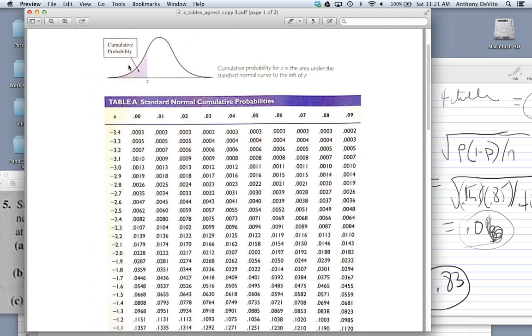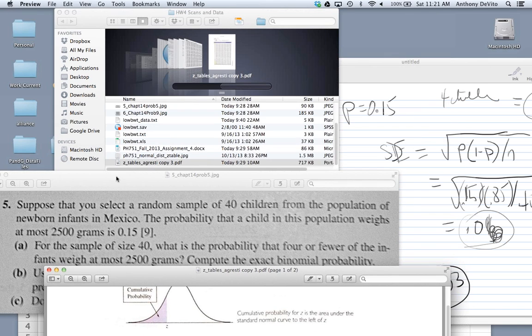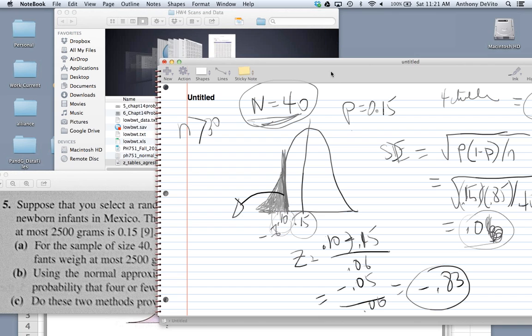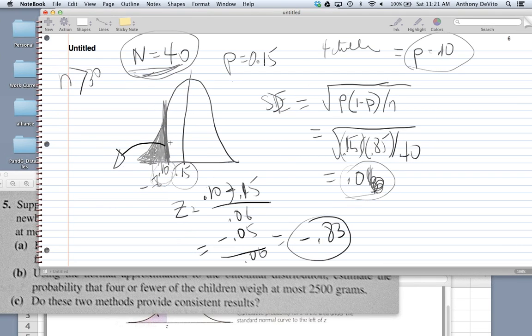Remember, if you use the other table, you've got to consider what area it's defining. The area to the left of that z-score is about 20%. So the probability that I get an outcome that's less than 10%, or less than 4 children out of 40, is about 20%.